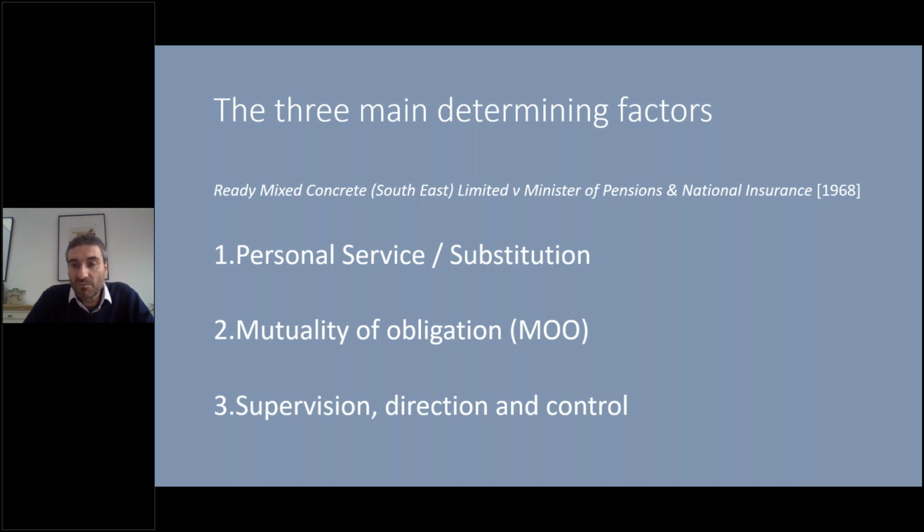So there's one case which is referred to as the seminal case on status. And it's an employment status case, but it's also used for tax status and IR35 status as well. And that's ready-mix concrete. Ready-mix concrete goes all the way back to 1968. And it was here that the judge set down the main factors which we should consider if we're going to say this is like an employment. And they are personal service, sometimes referred to as substitution, mutuality of obligation, sometimes shortened to MOO, and supervision, direction and control, sometimes just called control.